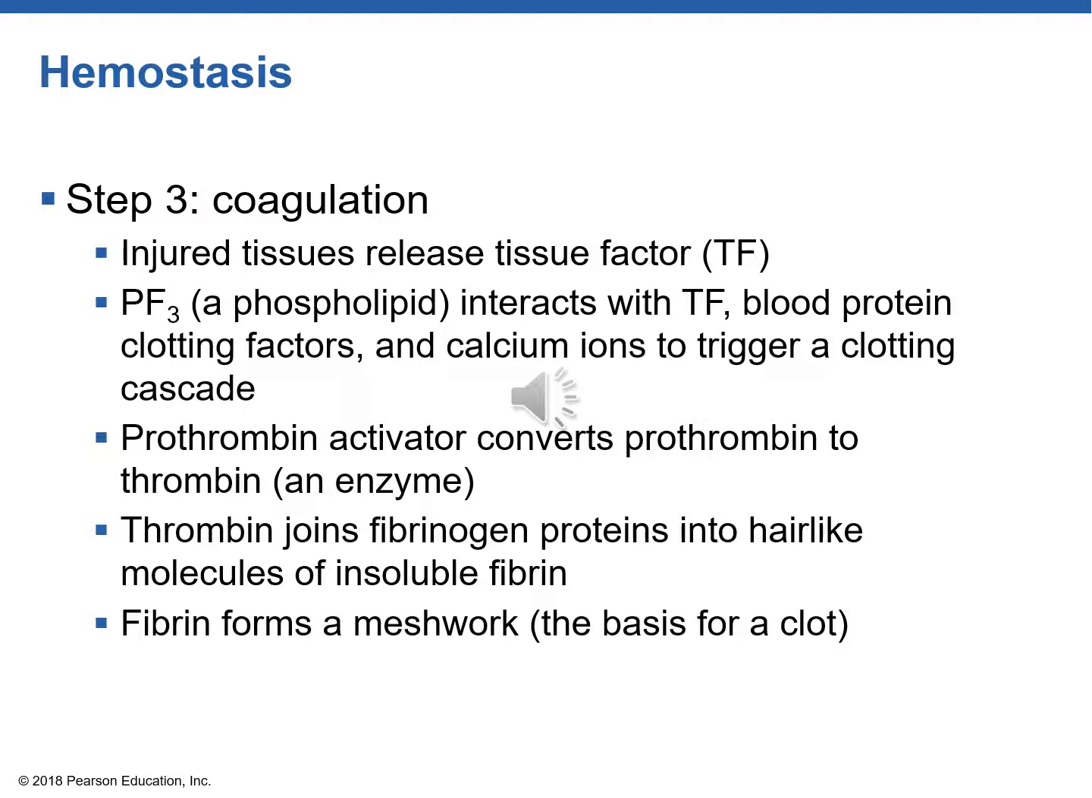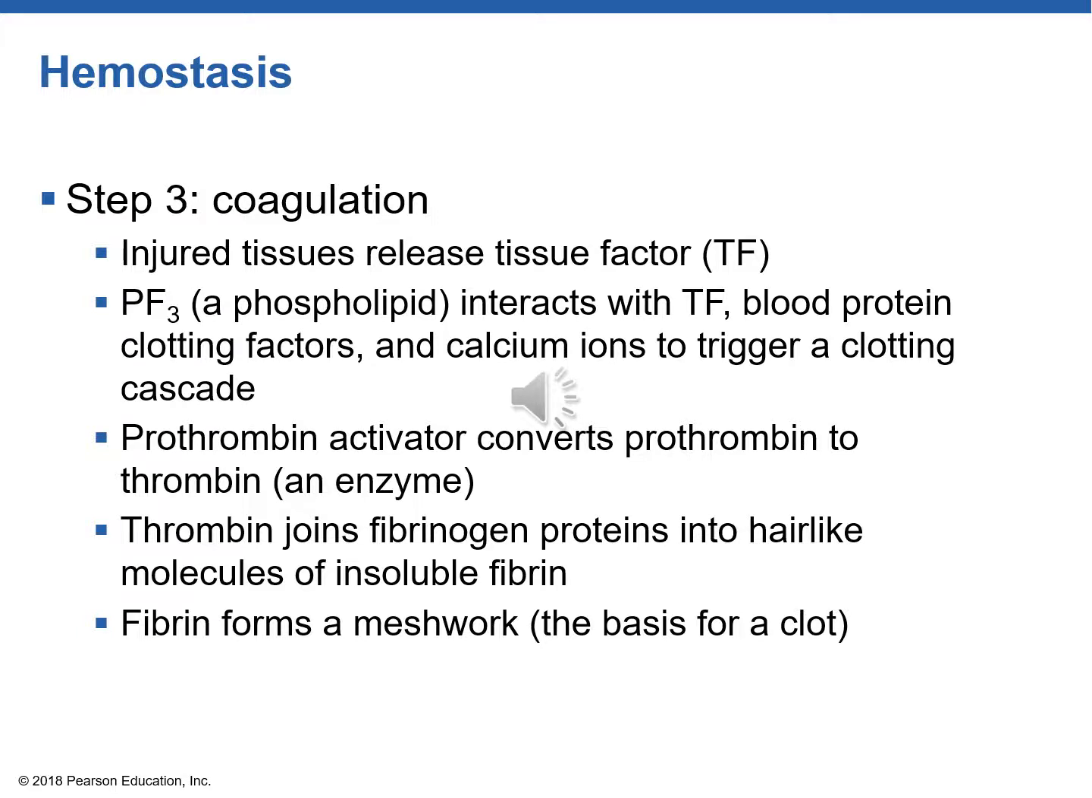It mentions here that the injured tissues release something called tissue factor, and it performs chemotaxis and invites all the clotting factors to come to the area for a clot to occur. Something called phospholipid interacts with the tissue factor and blood protein clotting factors and calcium to trigger a clotting cascade. When this clotting cascade is occurring, prothrombin activator converts prothrombin into thrombin, and then thrombin joins fibrinogen proteins into insoluble fibrin. This fibrin forms a mesh covering basically of the clot.